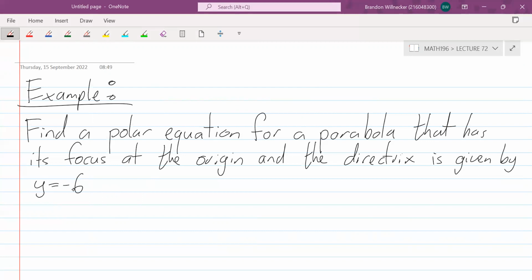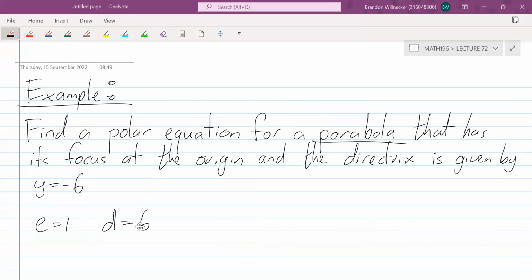Okay, so we know that it's a parabola, so that tells us that E is equal to 1, because the eccentricity of a parabola is always 1. So E equals 1. And the directrix line is given by y equals minus 6, so that means D is equal to 6. Okay, so that distance to the directrix is 6 units.